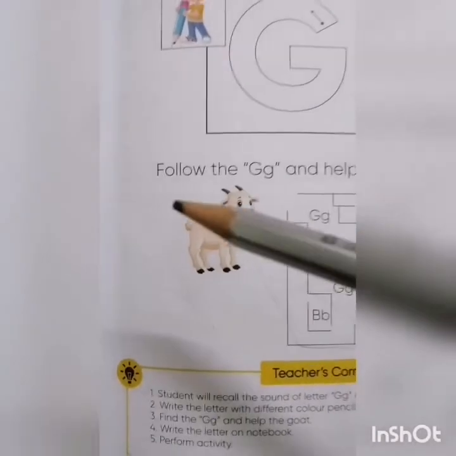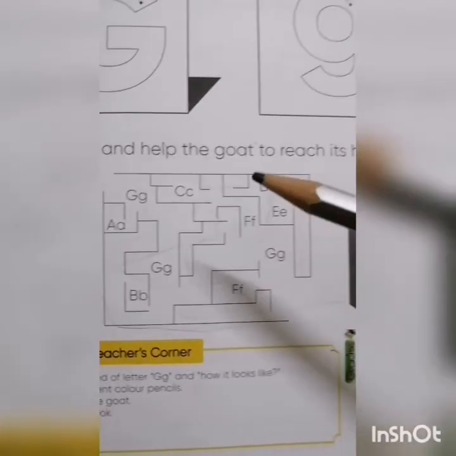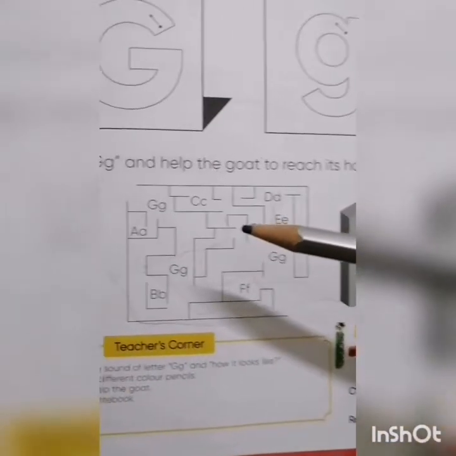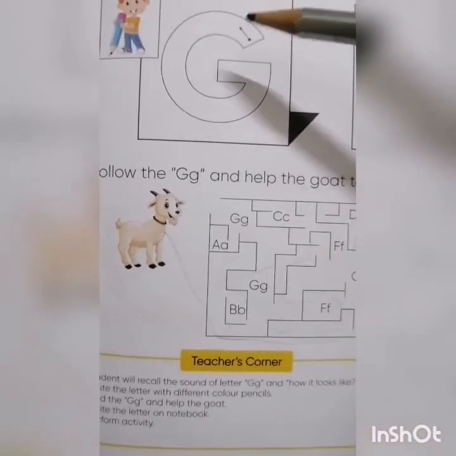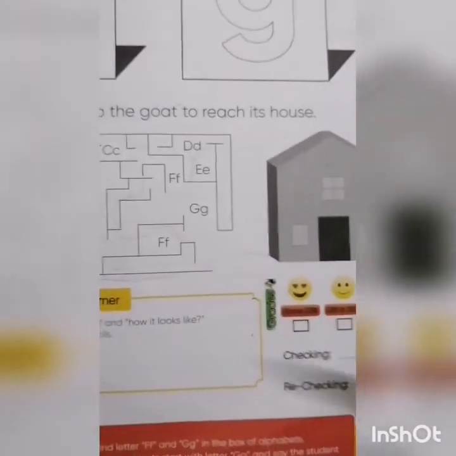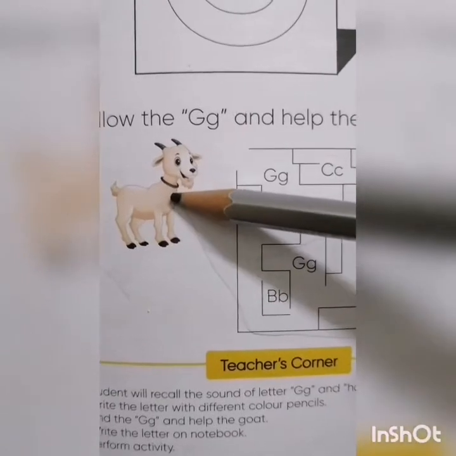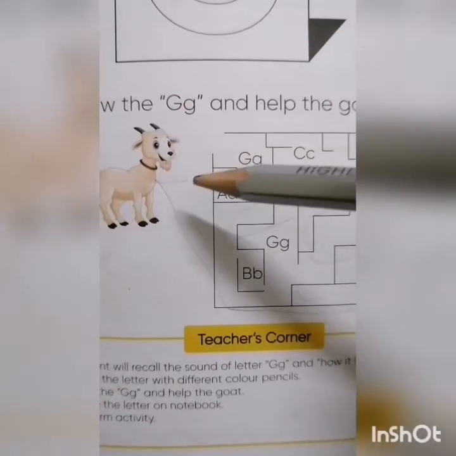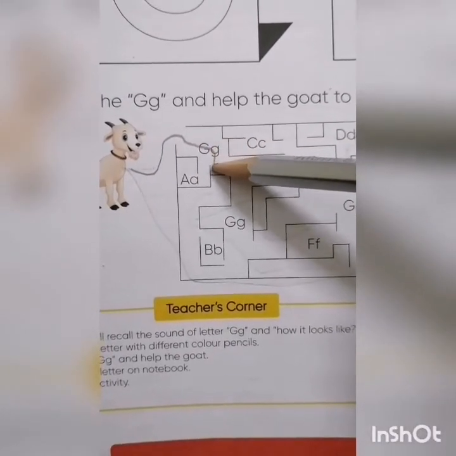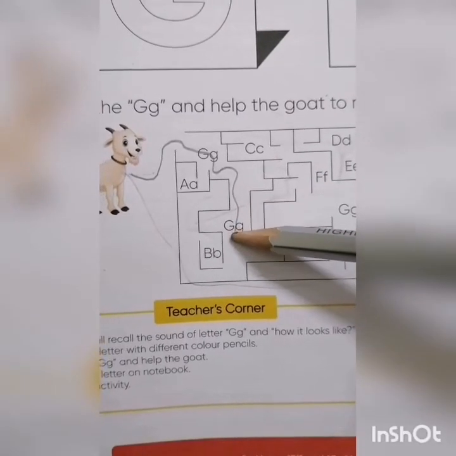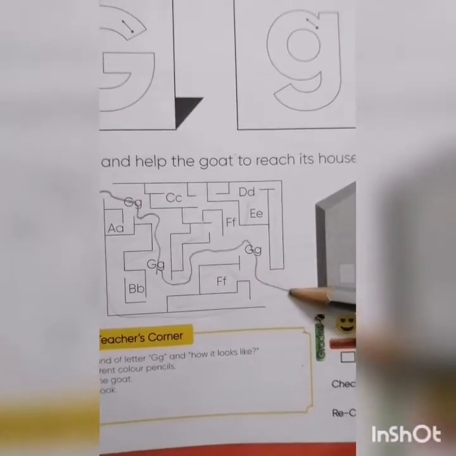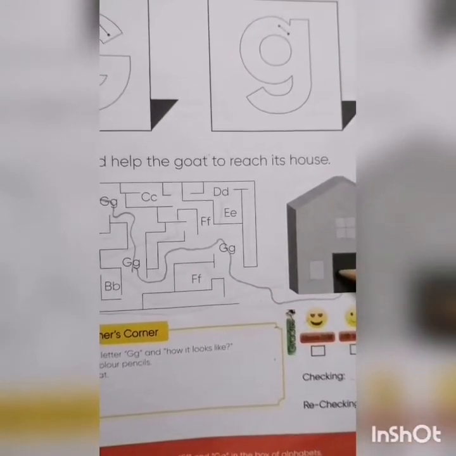Now start a game. Follow the G and help the goat to reach its house. Now it's a goat and the house is here. Now it's G and G. We follow G and G and find out the house of the goat. Now it's a goat and we will try. It's G G. Now, we done it.